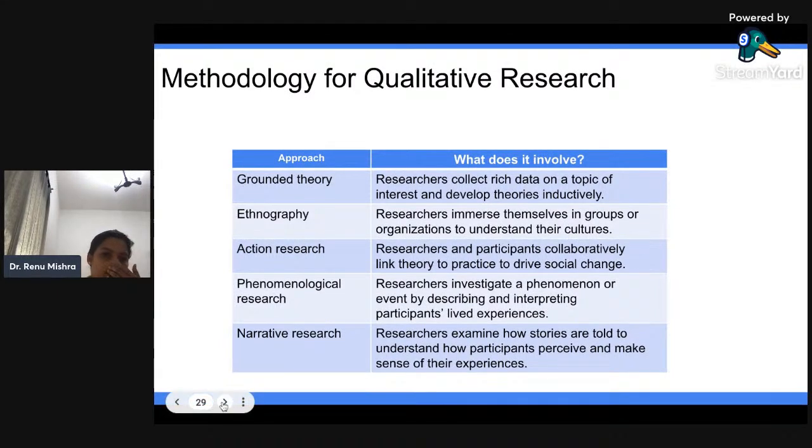Now we'll go for the methodology for qualitative research, and then we'll be moving to quantitative research as well. Now, there are a few approaches in qualitative, okay? And what does it involve? Now, let's talk about grounded theory. Basically, in the grounded theory approach, the researchers collect extensive data on a particular topic, and then the development of theories takes place.